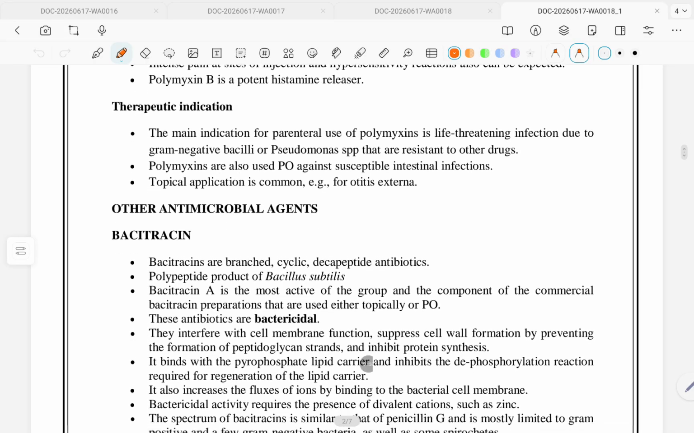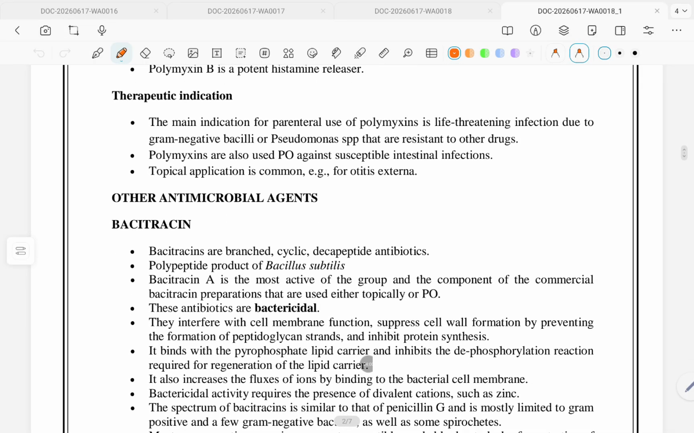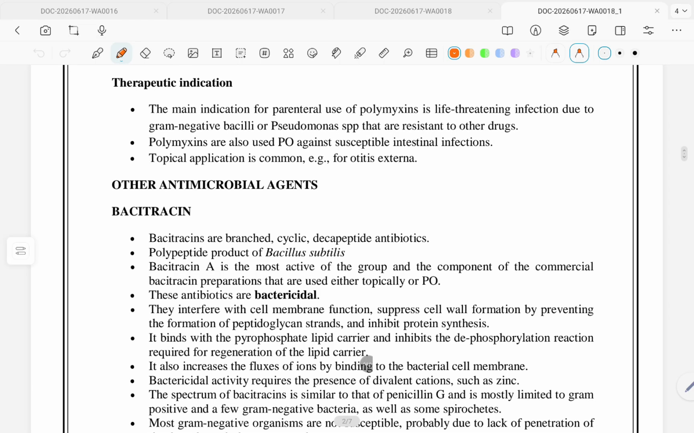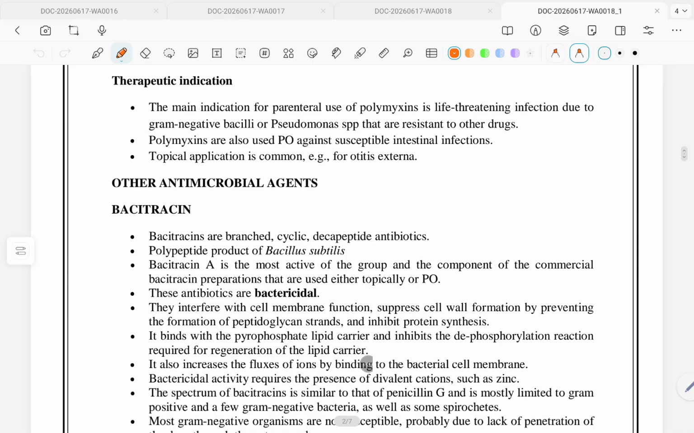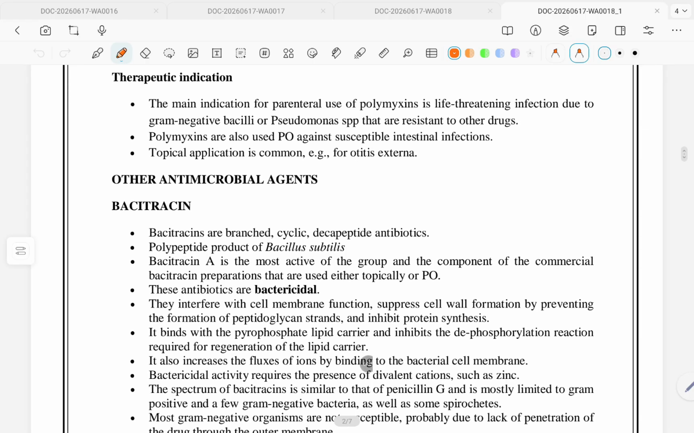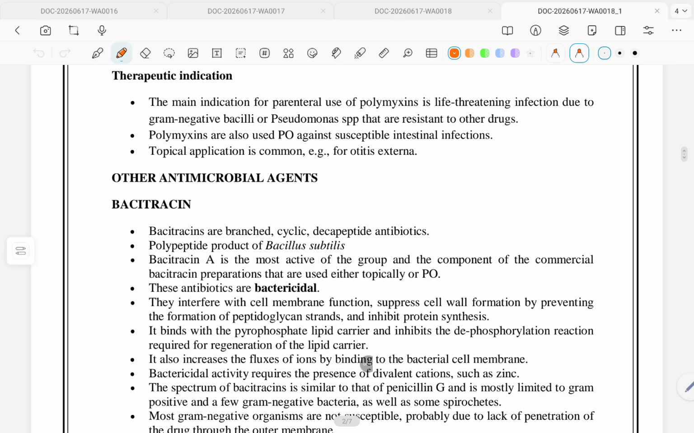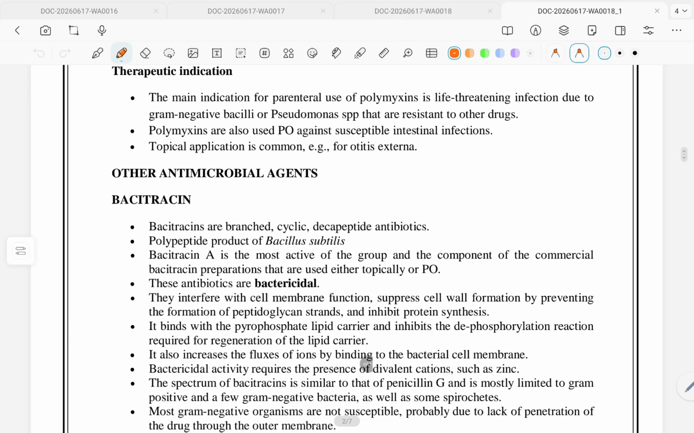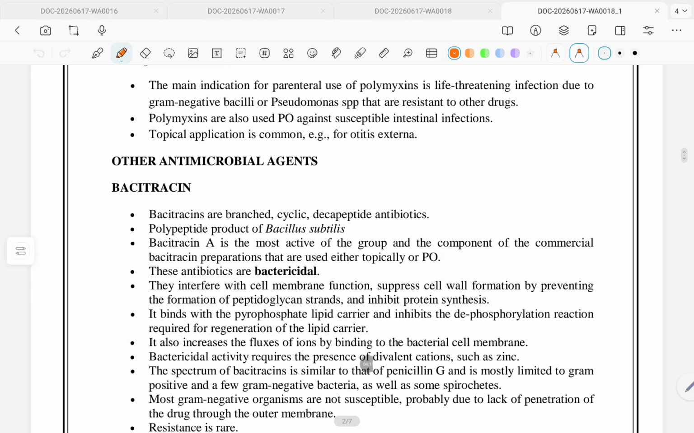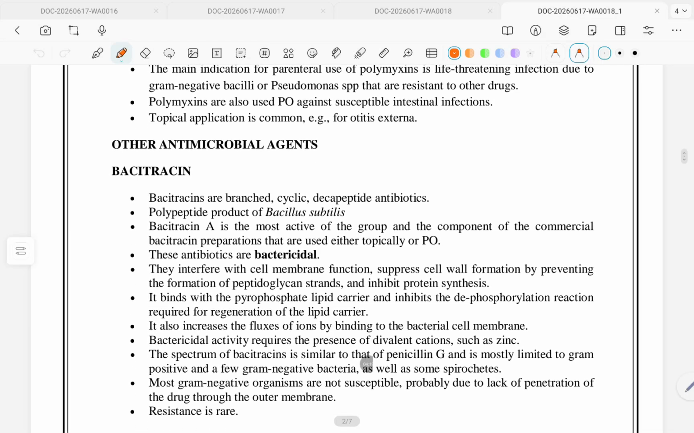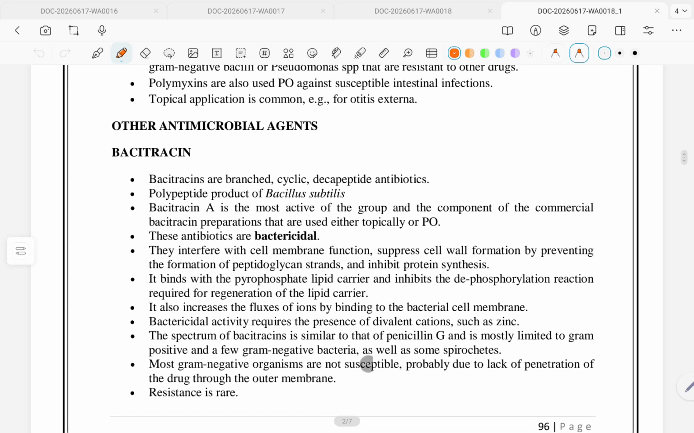Therapeutic indication. The main indication for parenteral use of polymyxin is life-threatening infection due to gram-negative bacilli or Pseudomonas species that are resistant to other drugs. Polymyxins are also used PO against susceptible intestinal infection. Topical application is common for otitis externa.